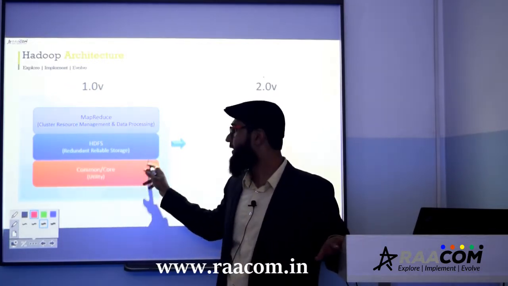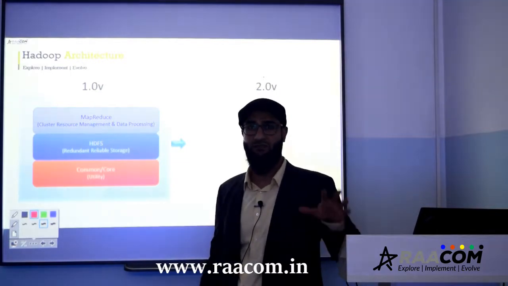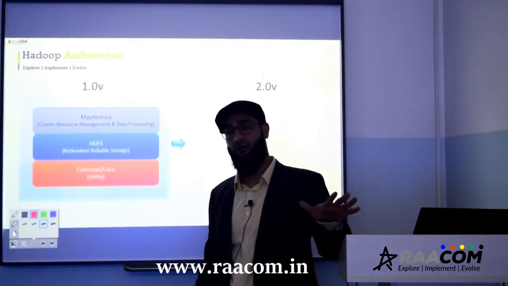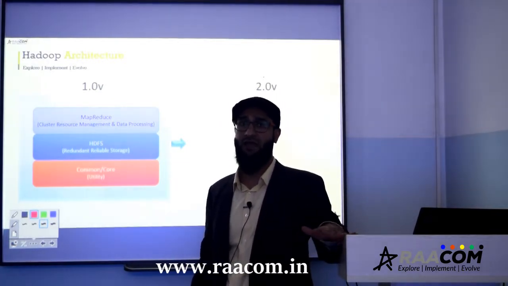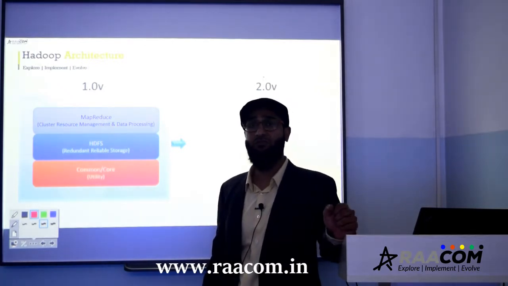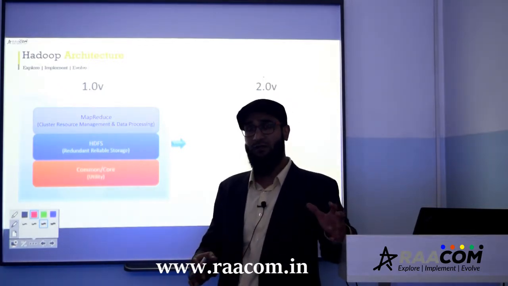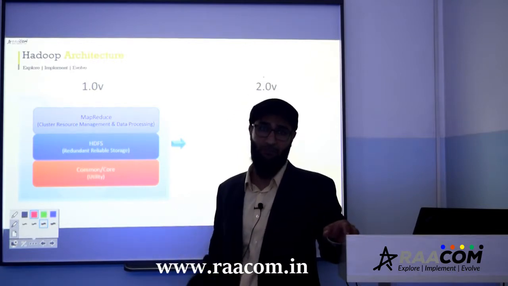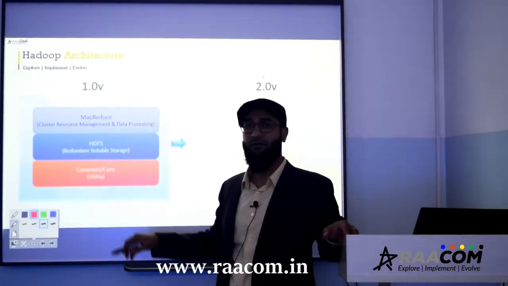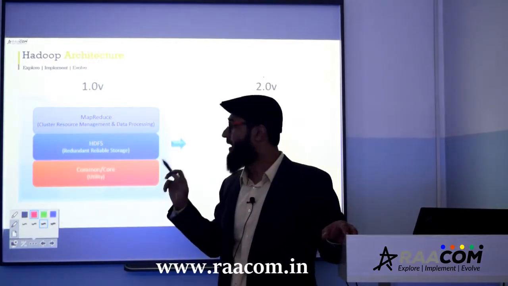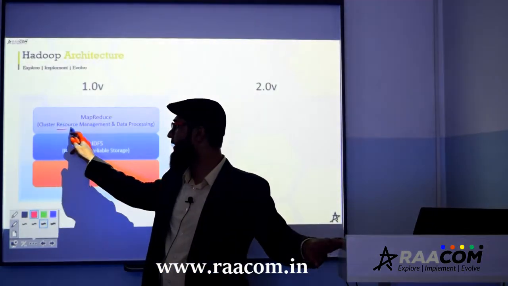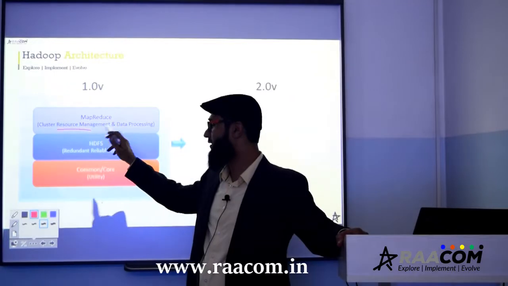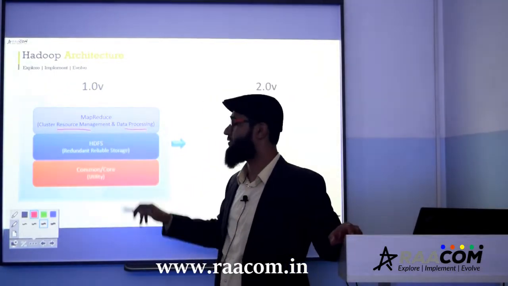Okay, fine. And then you have HDFS, which is the Hadoop Distributed File System, and it is a redundant, reliable storage. It stores data in redundancy, at least threefold. And then MapReduce. In version 1, MapReduce played a dual role. It played the role of cluster resource management as well as data processing.